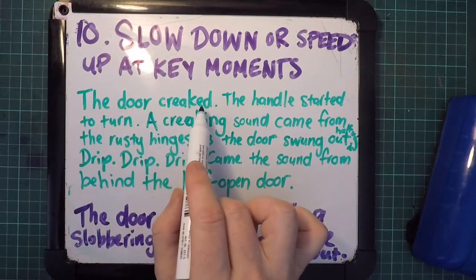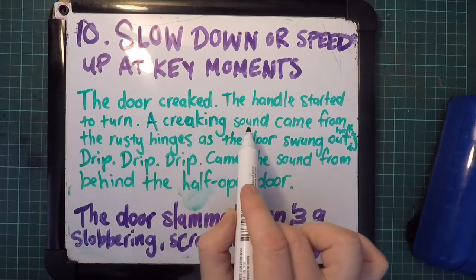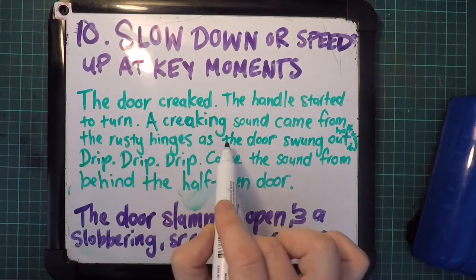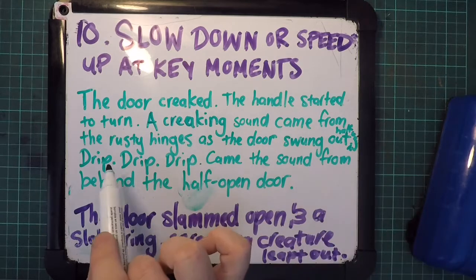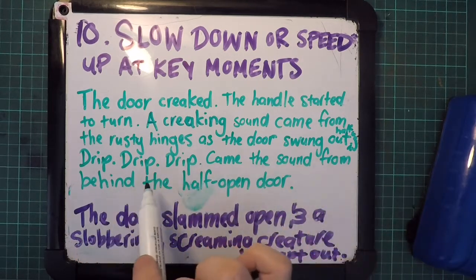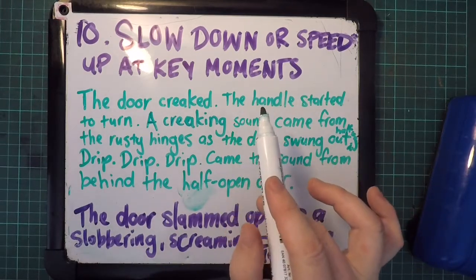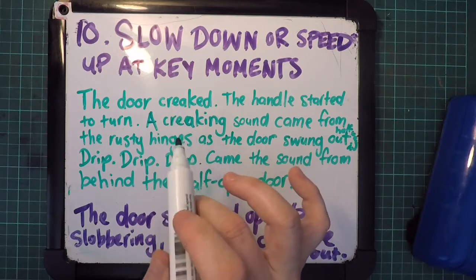The door creaked. The handle started to turn. A creaking sound came from the rusting hinges as the door swung out halfway. Drip, drip, drip came the sound from behind the half-open door. All right, so that's building up suspense. You don't know what's behind the door, and we're going real slow there.